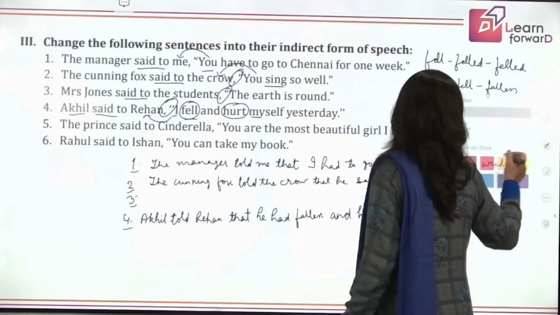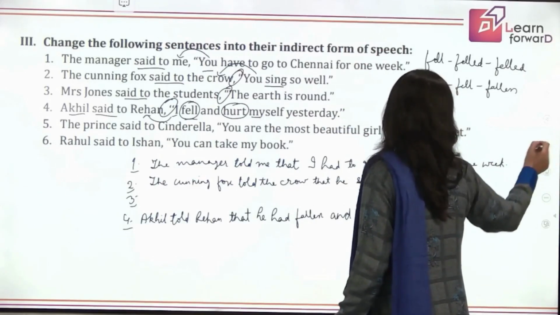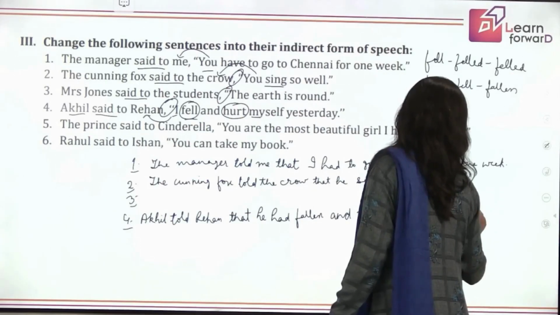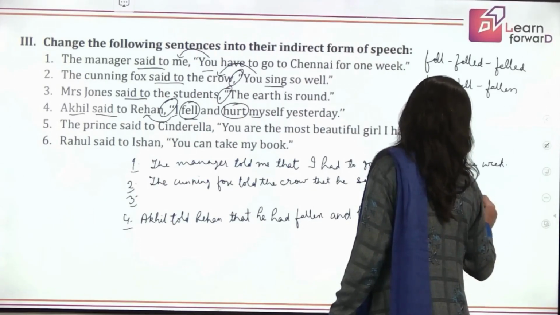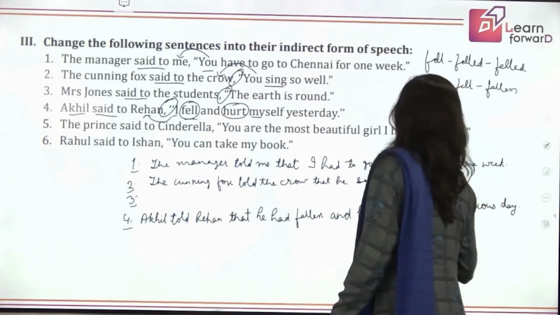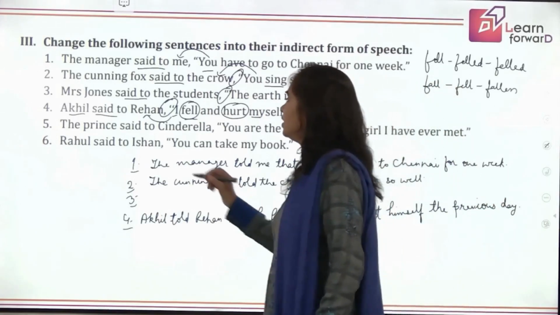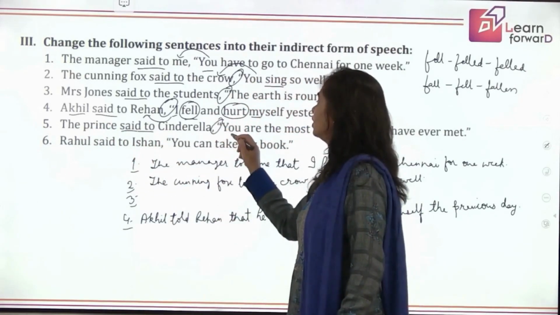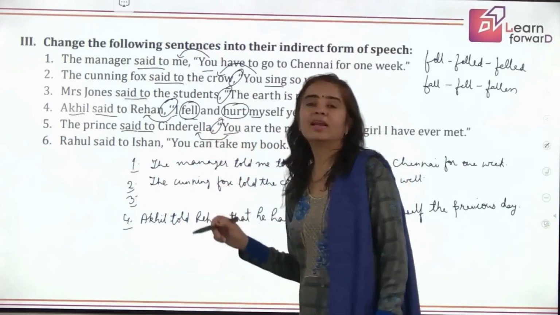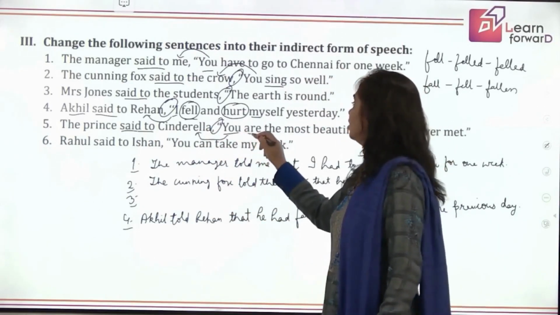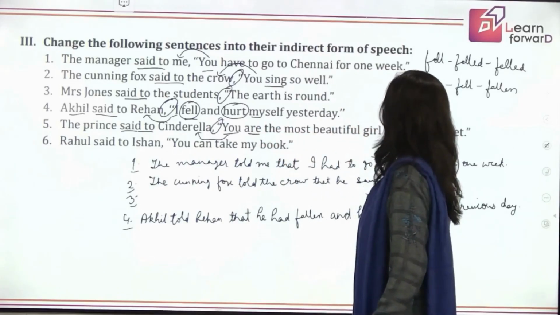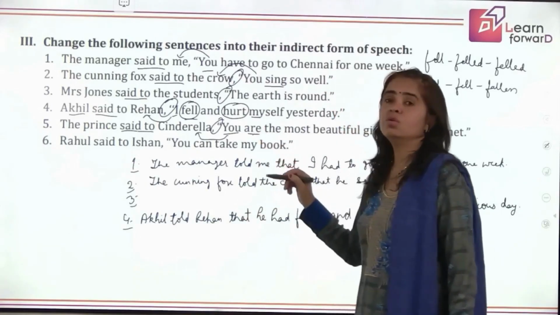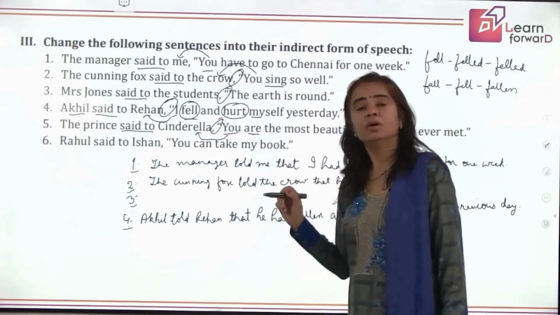Yesterday will become the past day or the previous day. Right? So please remember each and every rule. The prince told Cinderella that you becomes, Cinderella is feminine. So she was the most beautiful girl she had ever met. Right? So this changes to was and this changes to had.